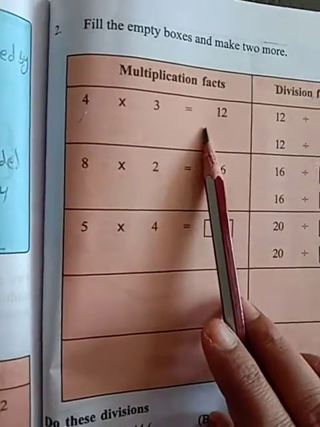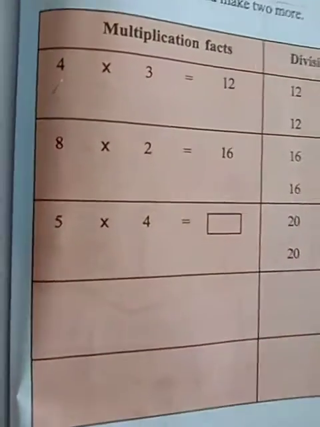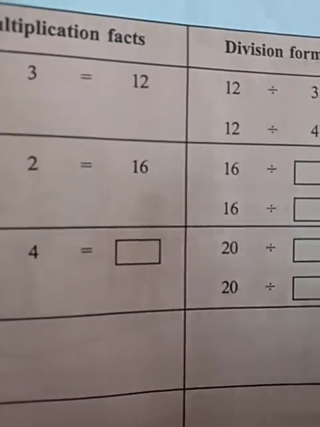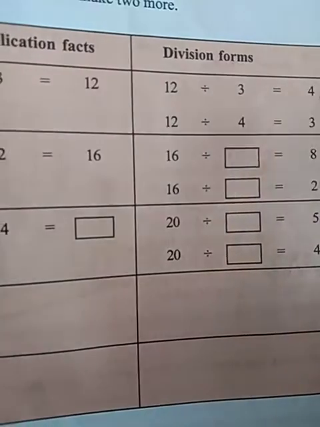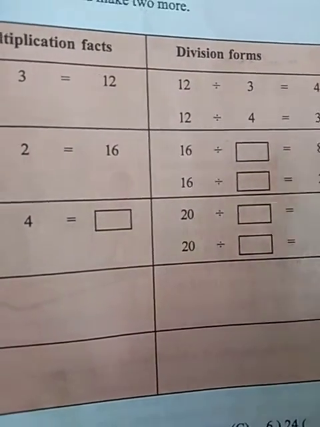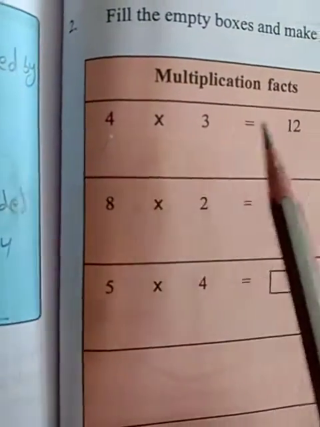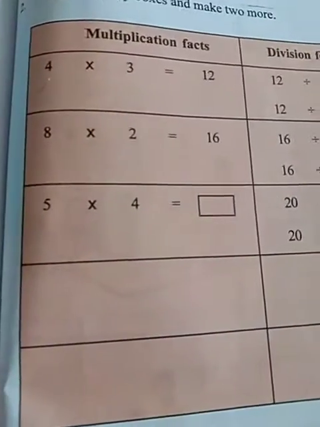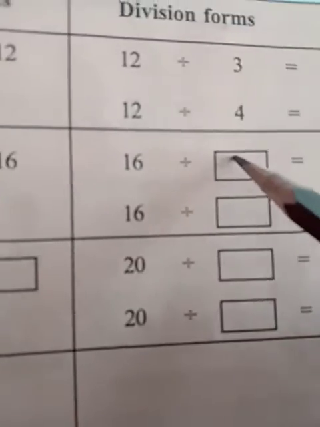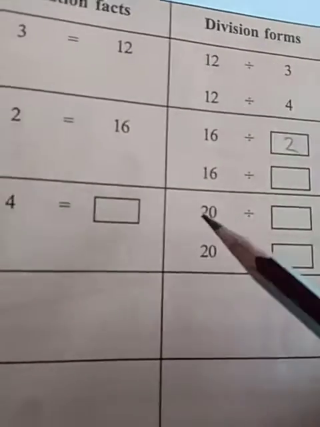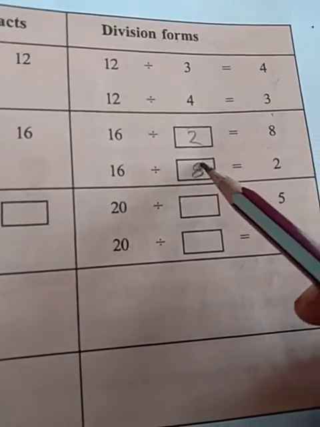4 threes are 12. 12 means this is the multiplication fact. So division forms: how will we write in division form? 12 divided by 3 equals 4. 12 divided by 4 equals 3. So from this one multiplication fact, 2 division forms will be written. So here same. 8 twos are 16. 16 divided by 2 equals 8. 16 divided by 8 equals 2.